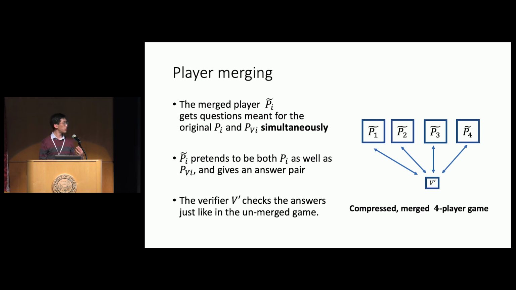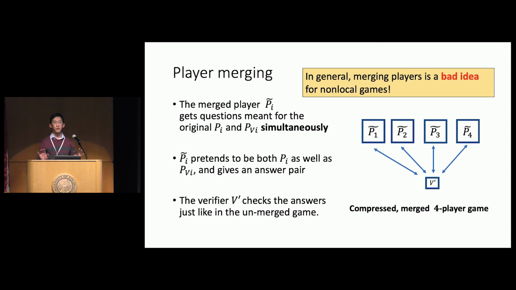And the verifier will just check these answers just like in the unmerged game. And in general, merging players like this is a very bad idea because the whole point of a lot of these non-local games is you want to ensure that these players can't communicate. So if you merge them, the merged player will get to see questions that were originally meant for 2 separated players. So how do you ensure that nothing goes wrong here?